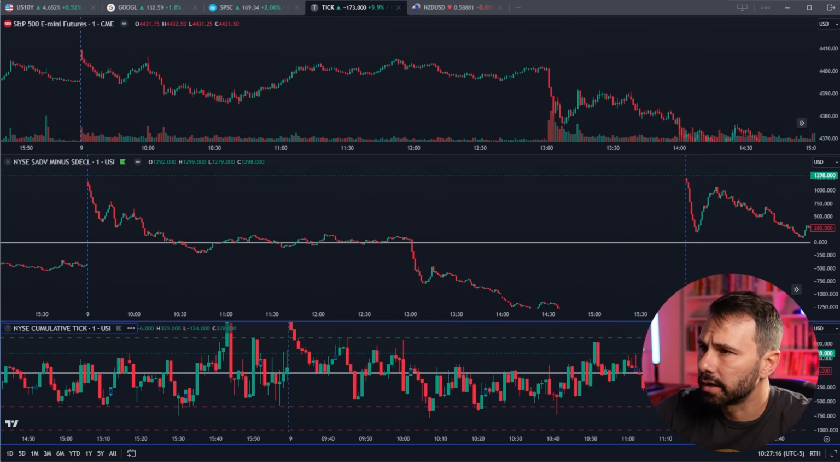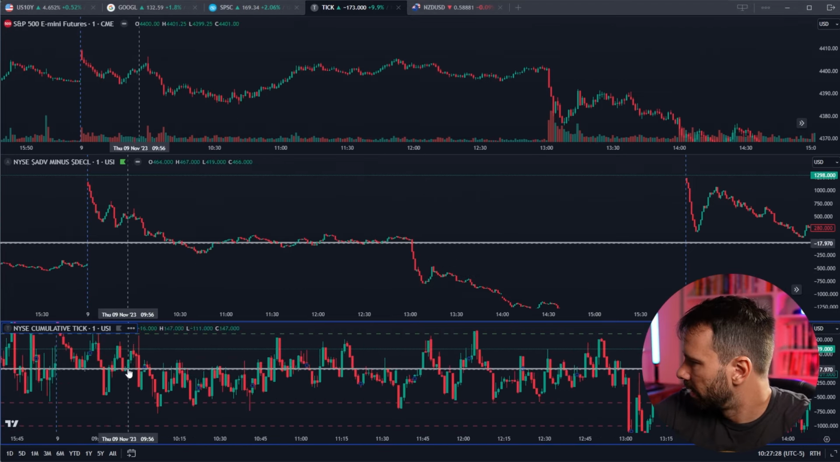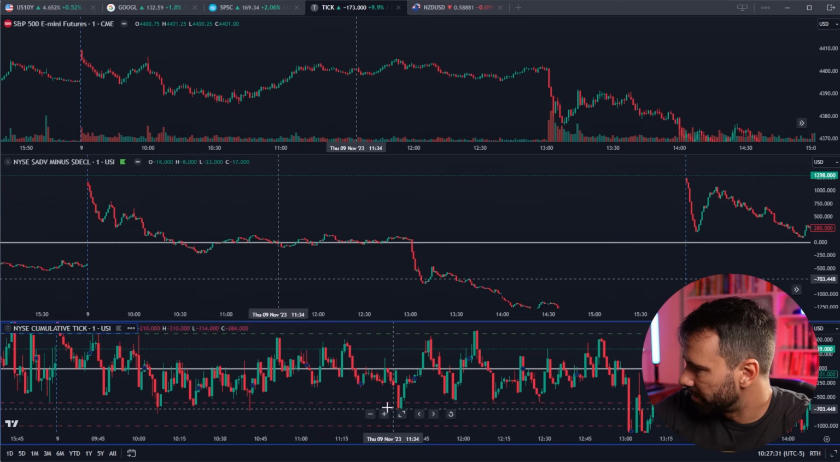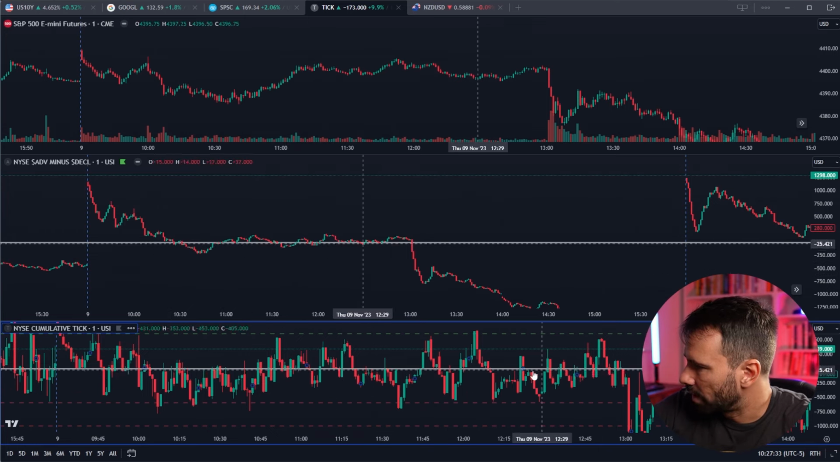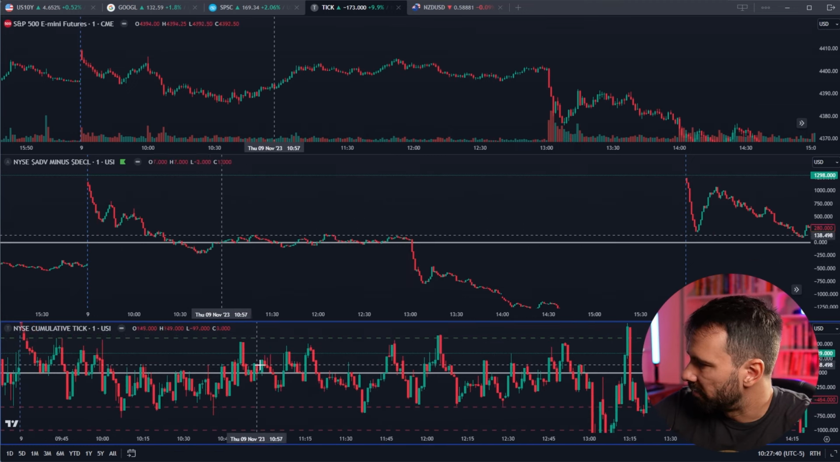Now, here's 1 in the afternoon. Yeah, 1:10 in the afternoon. The sharp drop came, but you can see on the tick chart, right? Now you can see that the majority of the trades are happening below 0. The majority of the trades are happening below 0. Very little trading above.